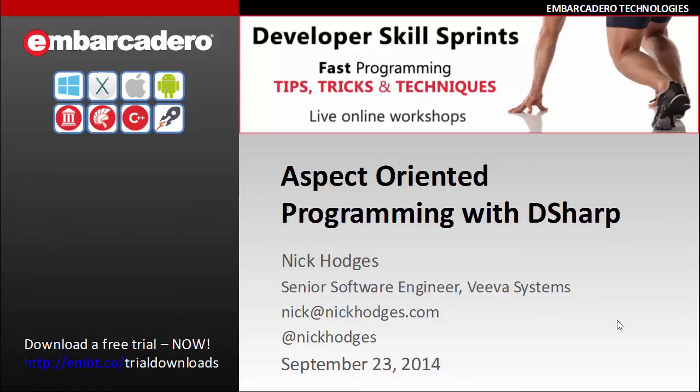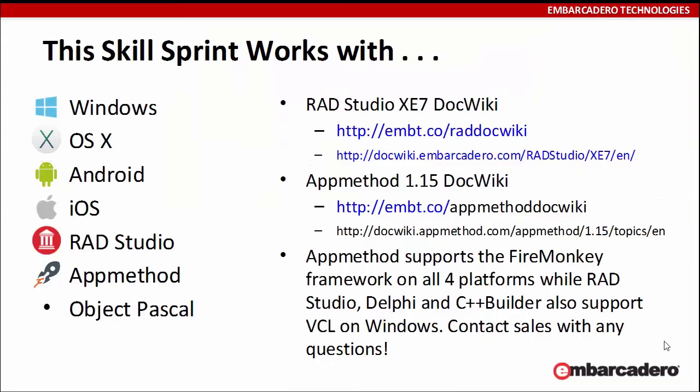Today I'm going to be talking to you about aspect-oriented programming with DSharp. This skill sprint works with just about everything inside of RAD Studio and AppMethod. The only thing I'm holding off on is the C++. This is a purely Object Pascal sprint, but otherwise it should work with Windows, OS X, Android, iOS, throughout RAD Studio and AppMethod. I want to remind you that you can take a look at the RAD Studio XE7 doc wiki as well as the AppMethod 1.15 doc wiki on those links below.